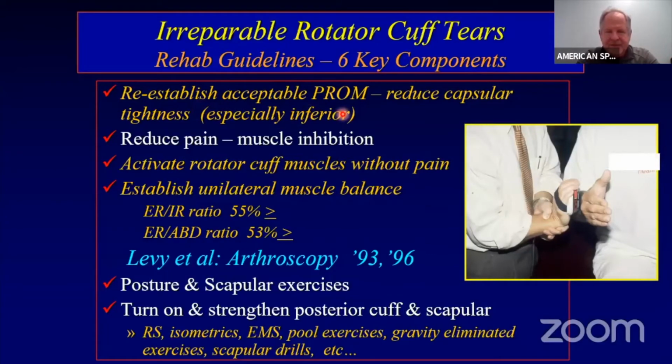Reestablish passive range of motion as best you can, particularly of the inferior capsule. Reestablish rotator cuff strength and activation. We look for a ratio of ER to IR around 52 to 55%. We want to activate the cuff without pain, so maybe in the pool, isometrics, those types of things. Good scapula position, and watch out for activities overhead.